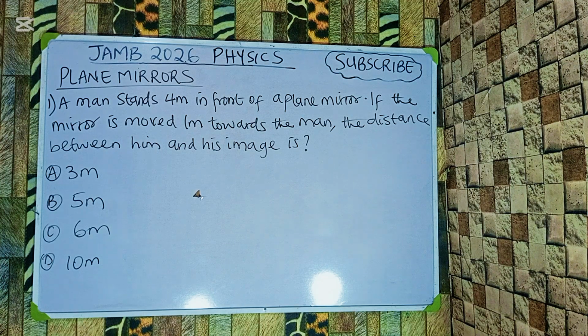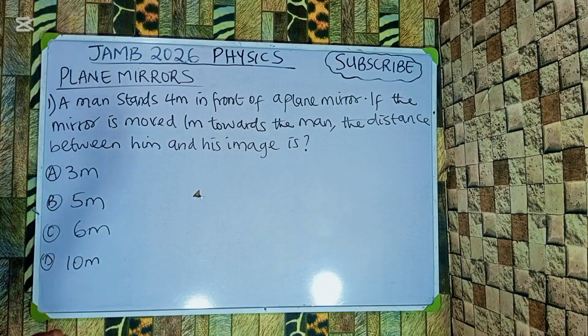Question 1. A man stands 4 meters in front of a plane mirror. If the mirror is moved 1 meter towards the man, the distance between him and his image is what? And we have the following options. Option A is 3 meters, then 5 meters, 6 meters, and 10 meters.